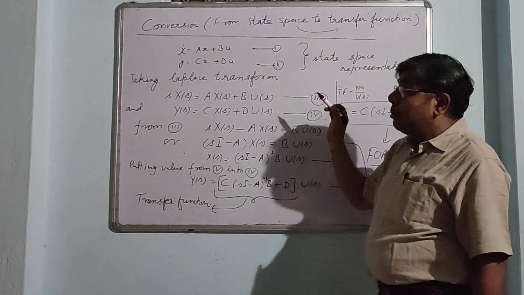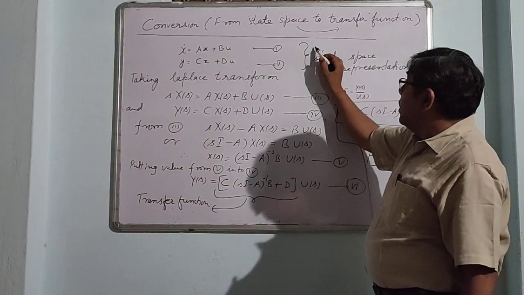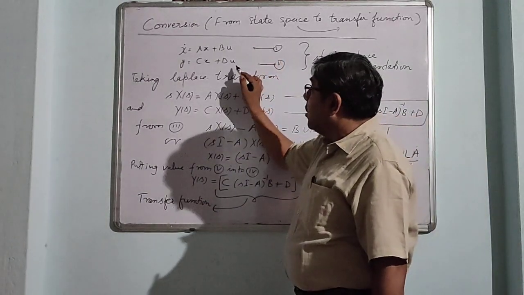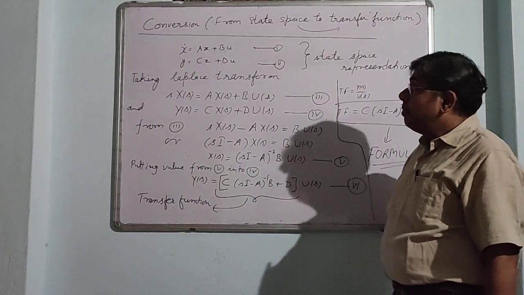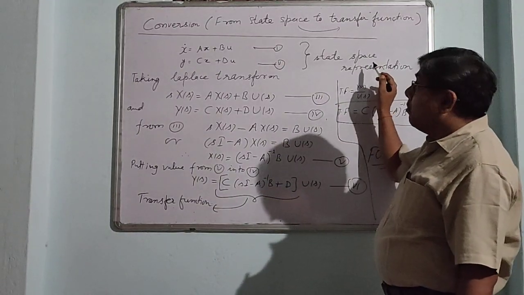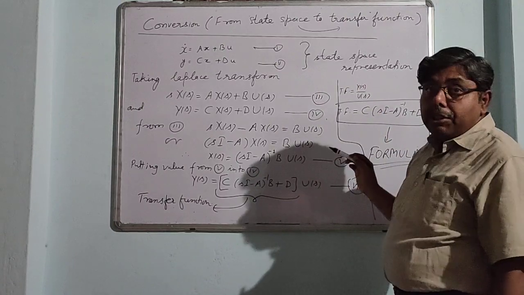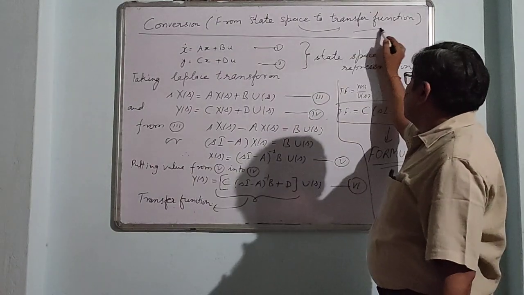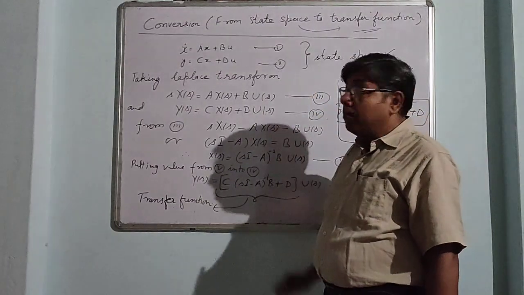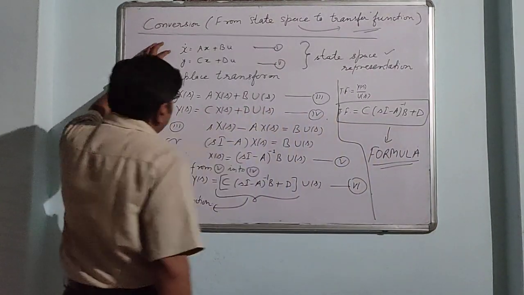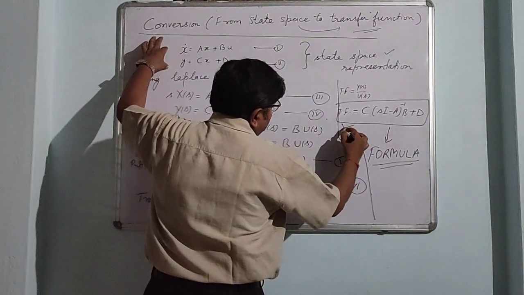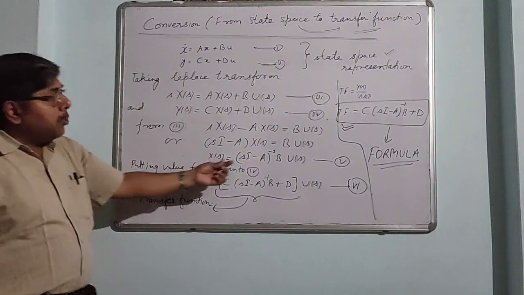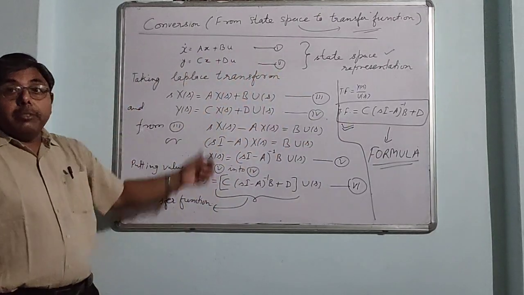Means system is represented by these two state equations. First one is the state equation, second one is the output equation. So any system can be represented by these two equations in a state space. To find out the transfer function for any given system, first we have to find out expression for transfer function. This is the expression for transfer function. We can derive this expression of transfer function from these two equations.